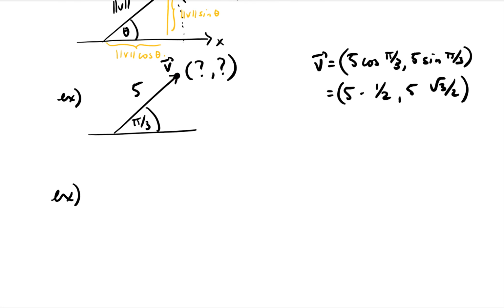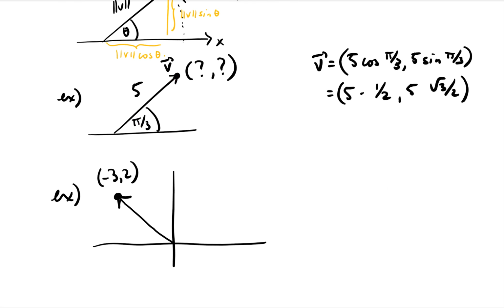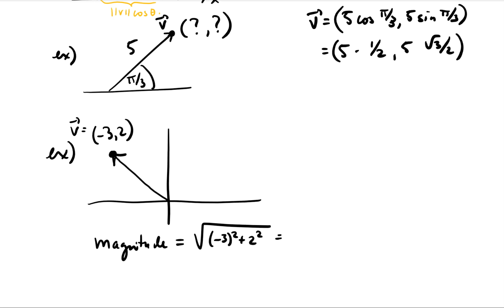Let's look at another example, and here I'm going to try to find the angle, and on purpose I've chosen an angle that's not an acute angle. I'm given the coordinates, and let's say this is vector v, so we can just write v equals this. So what's the magnitude? Well, the magnitude would be the square root of minus 3 squared plus 2 squared, because it's like the distance from the point minus 3, 2 to the origin. So it would be the square root of 9 plus 4, so square root of 13.